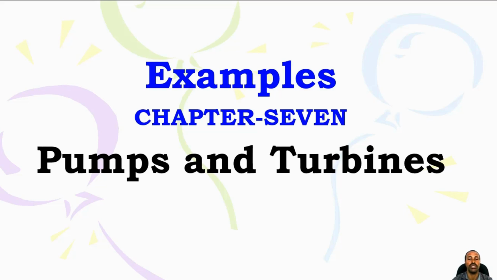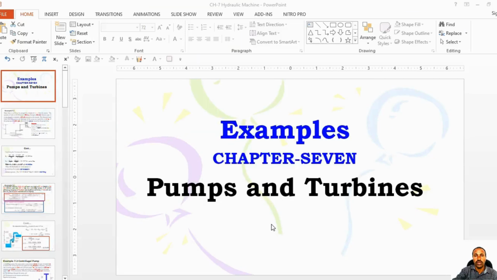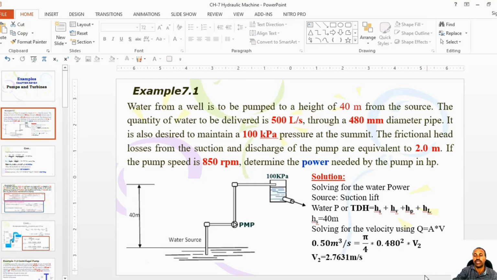So these are the main examples. We will go to the detail after a minute. In fact, I will come back with hydraulic machines, which is a detail of pumps and turbines. So let's go to the best illustrative examples on pumps and turbines. Let us start with the first example.